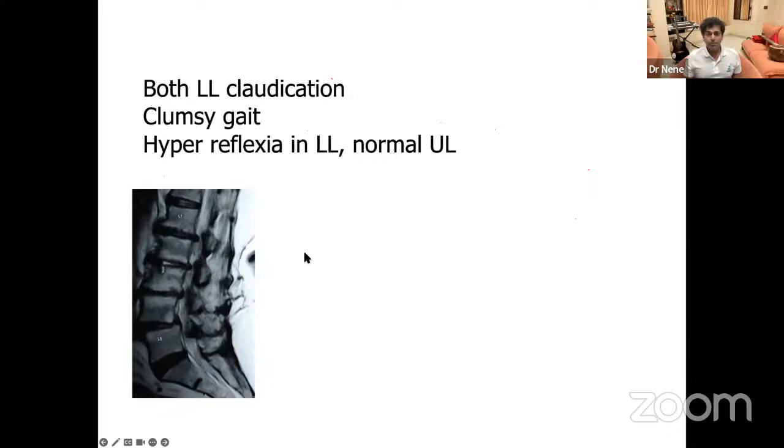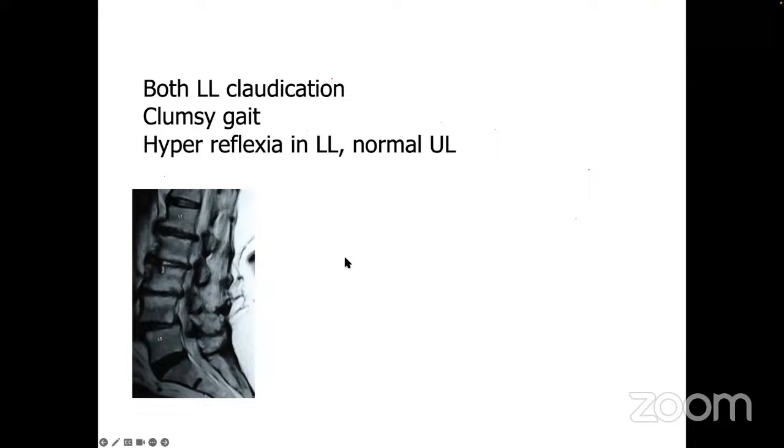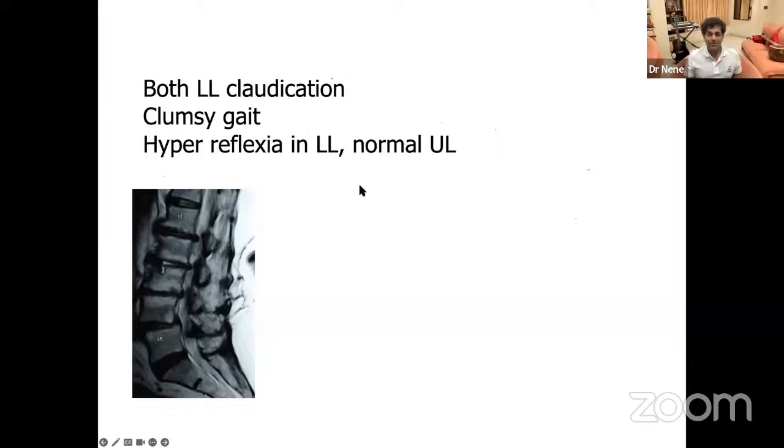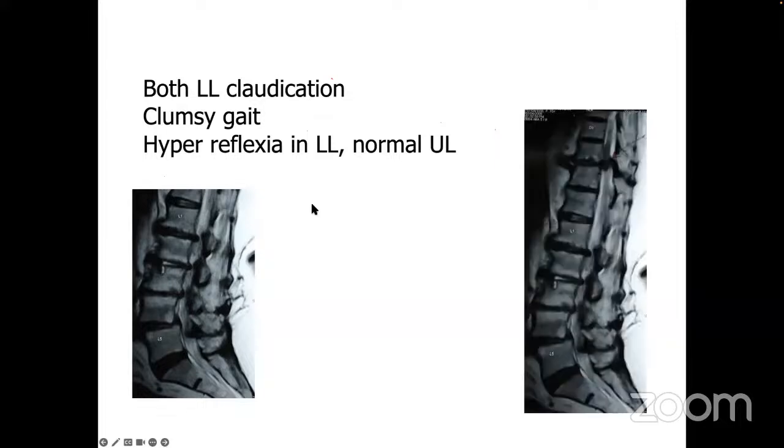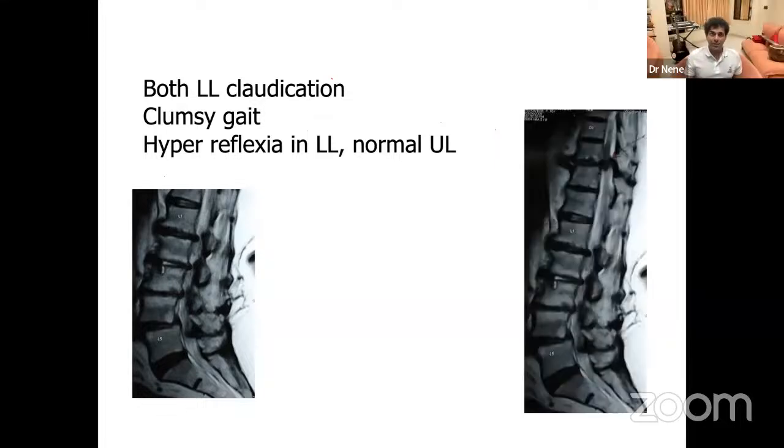Okay, someone here, this guy comes with this history. What would you do? Dr. Bala, you can answer this question. So we'll get the MRI of cervical spine too. See, look at this, normal upper limbs. Yes, sir. Basically, ask for whole spine sequence.